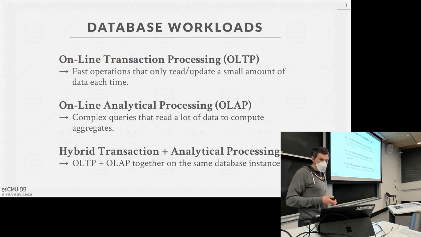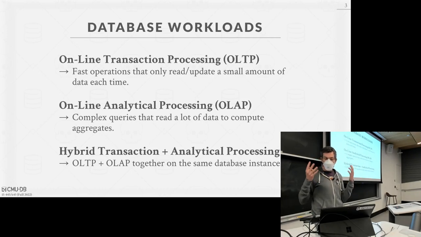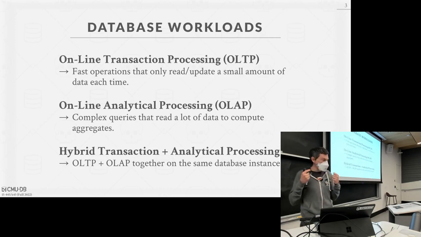So this is a gross oversimplification of what real applications look like. But usually, this is how people talk about what database workloads look like in the database world. There are three high-level categories. The first is called OLTP, Online Transaction Processing. These are applications that have to do a lot of updates or writes to the database and also read some data as well. But typically, the amount of data that each individual query is going to access is quite small.